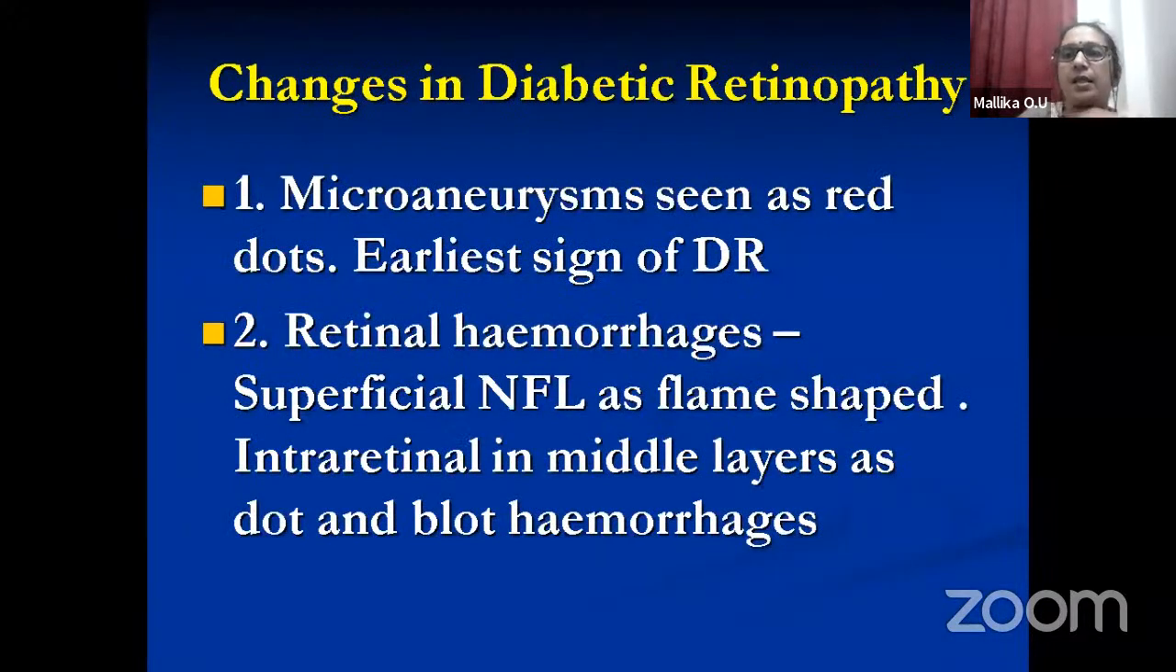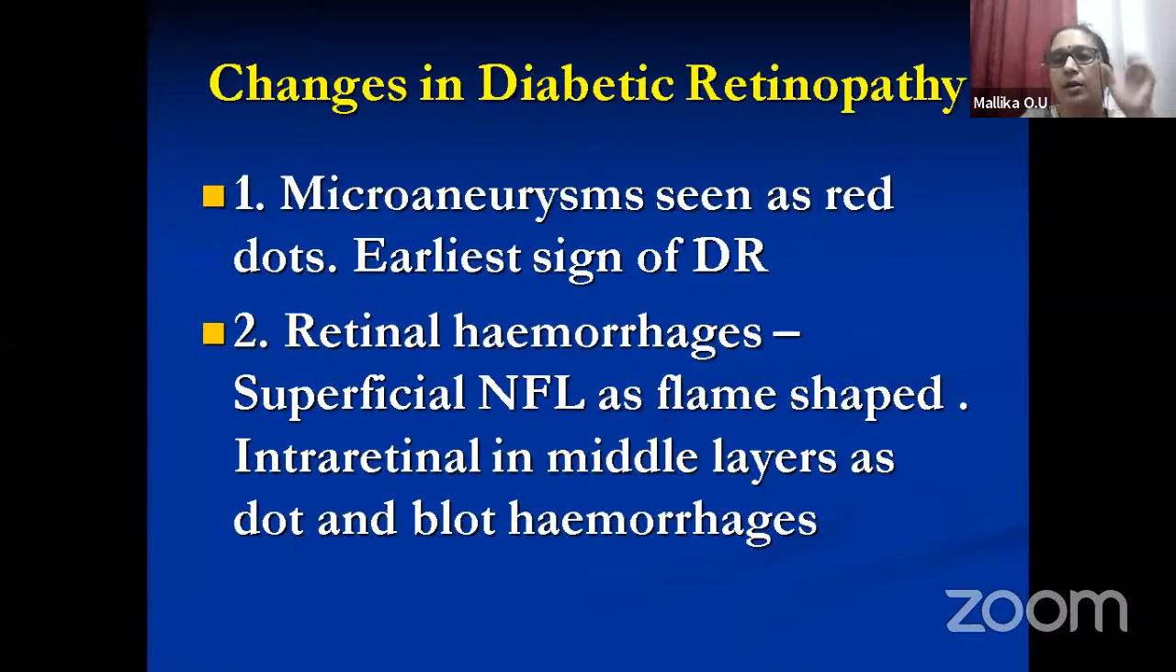So the signs in diabetic retinopathy: I told you the outpouchings of the capillary wall are seen as red dots, called microaneurysms, which is the earliest sign of diabetic retinopathy. And you can see the leakage of the RBCs in the form of hemorrhages, that is flame-shaped hemorrhages. If the hemorrhages occur in the superficial nerve fiber layer, they appear flame-shaped. As I showed you in the retinal vein occlusion, the flame-shaped hemorrhages are hemorrhages that occur in the superficial retinal nerve fiber layer.